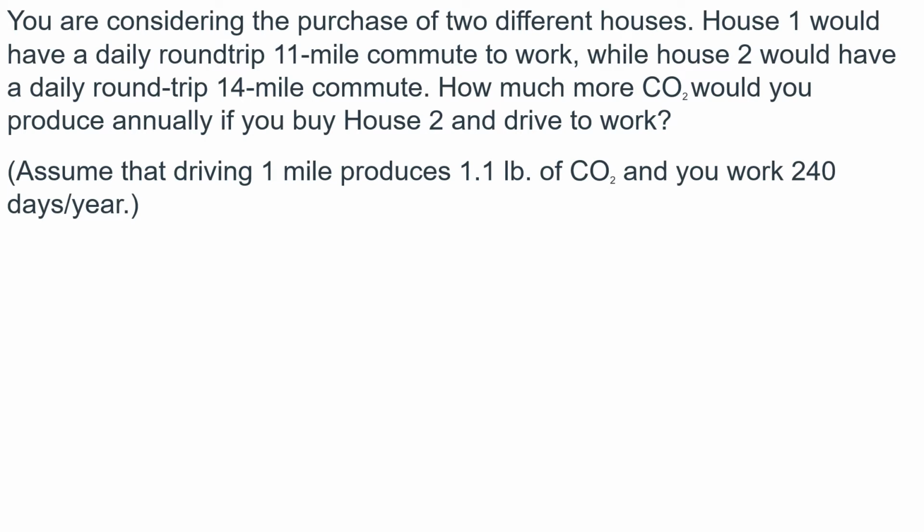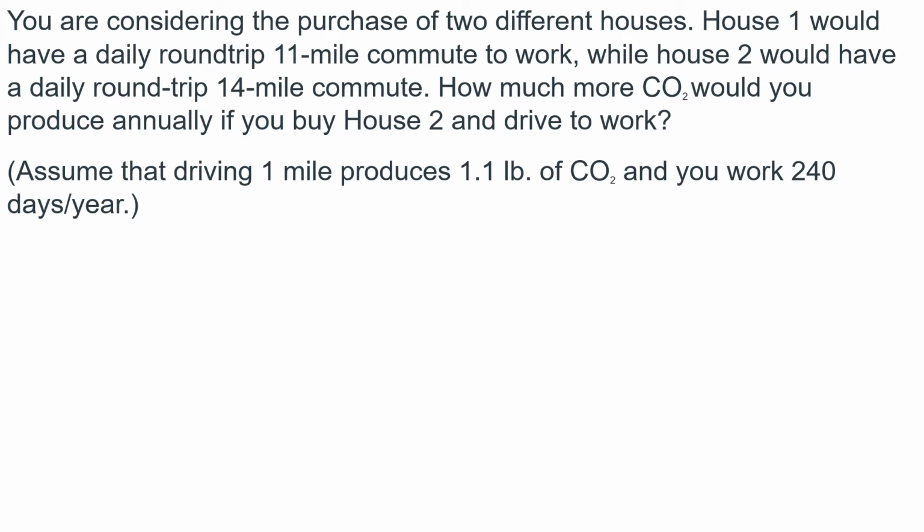So the key word we need to look at is annually. So annually simply means 1 year. Okay, so like any conversion problem, you need to look for your one starting number, and annually is your one starting number. We're converting to CO2. So if we look at the parentheses, it says assume that driving 1 mile produces 1.1 pounds of CO2. It has CO2 in it, so we know that's our final unit. Okay, so we're converting from year all the way to pounds of CO2.